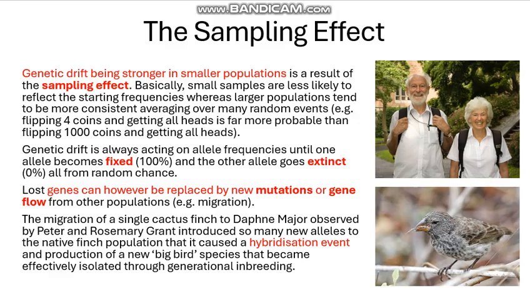Genetic drift is always acting on allele frequencies until one allele becomes fixed and the other allele goes extinct. All by chance, remember. Lost alleles that have gone extinct can, however, be replaced by new mutations or gene flow from other populations. The migration of a single cactus finch to Daphne Major was observed by Peter and Rosemary Grant, and this cactus finch introduced so many new alleles to the native finch population that it caused a hybridization event and the production of a new Big Bird species that became effectively isolated through generational inbreeding.